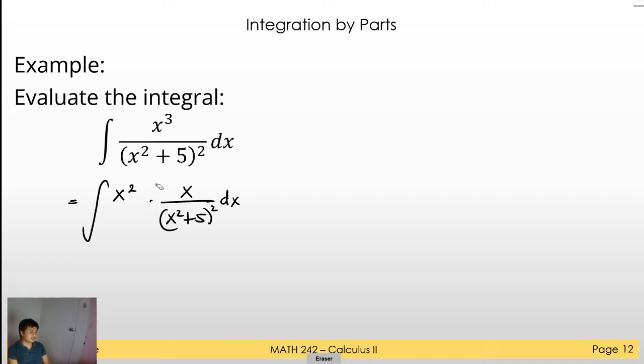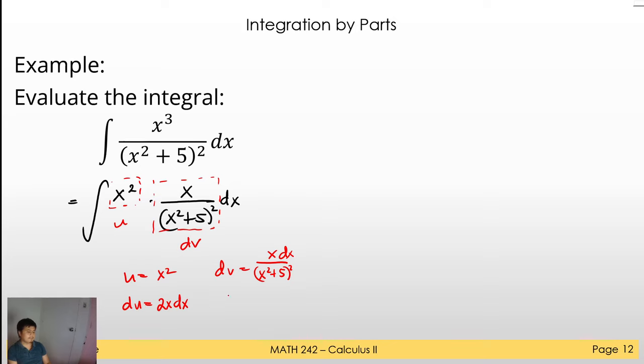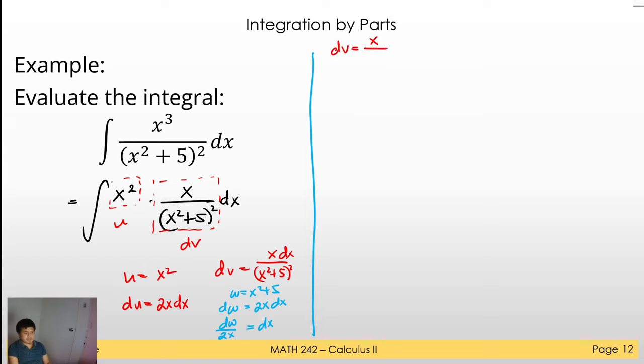The target here is to make this your dv, and this will be your u. So u is equal to x squared, and dv is x over (x squared plus 5) squared dx. Finding the derivative of u, we have du equal to 2x dx. For dv, this will be a little bit longer. Using u substitution, let w be equal to x squared plus 5, so dw is equal to 2x dx, so dx is equal to dw over 2x.